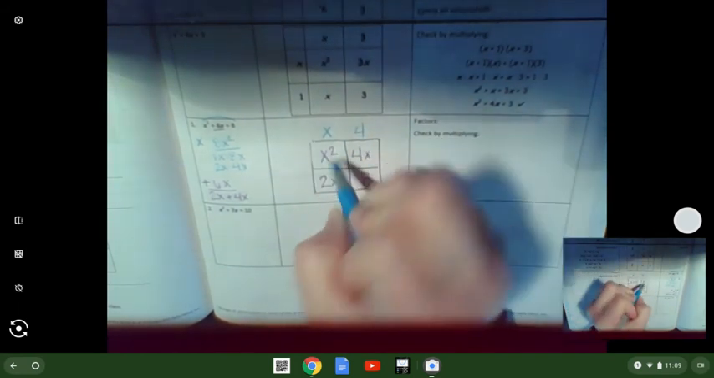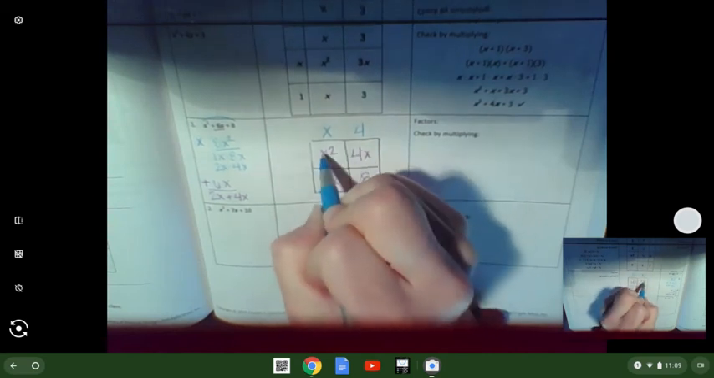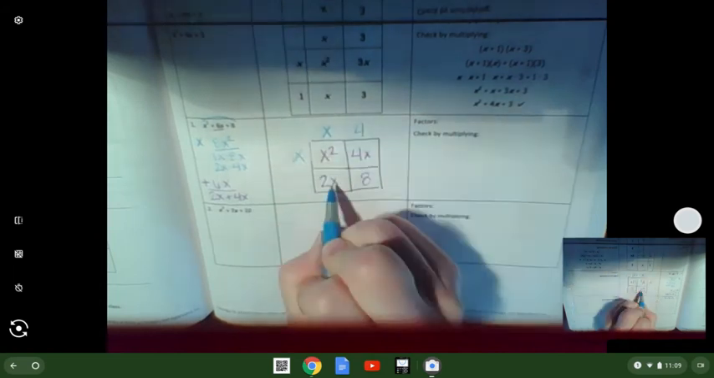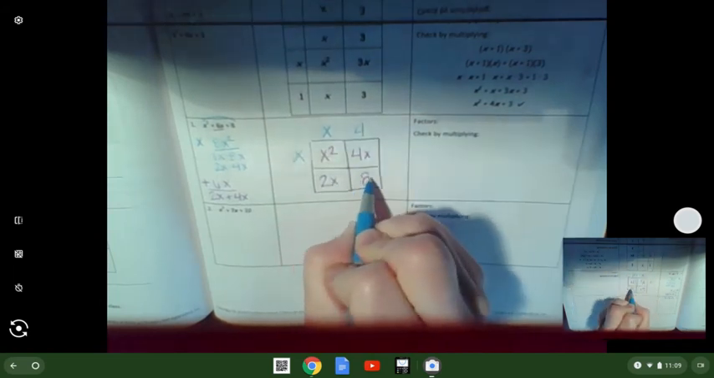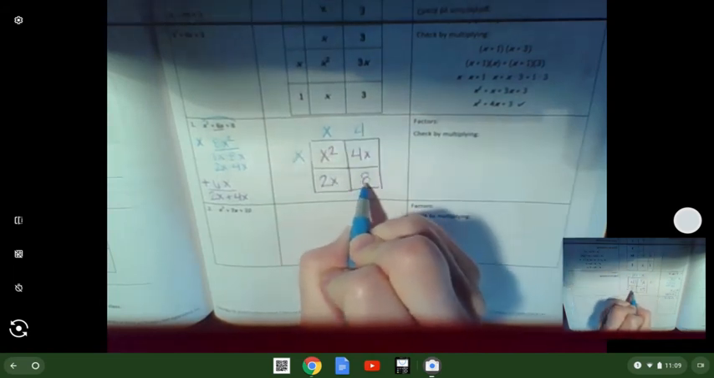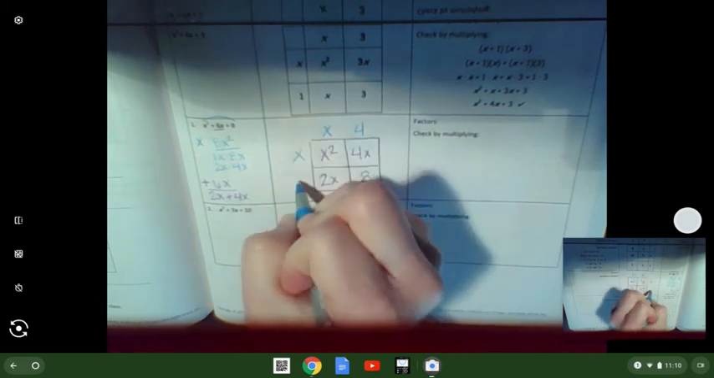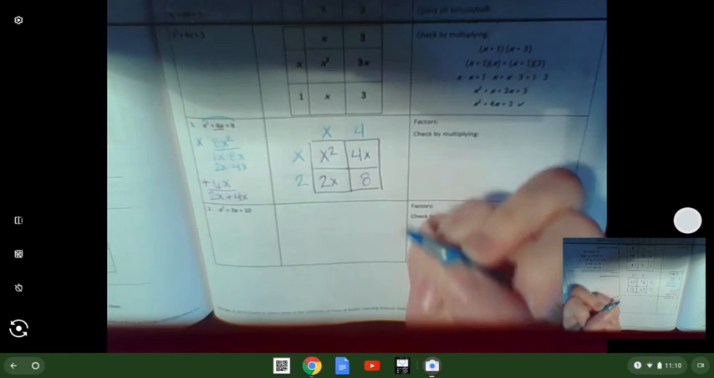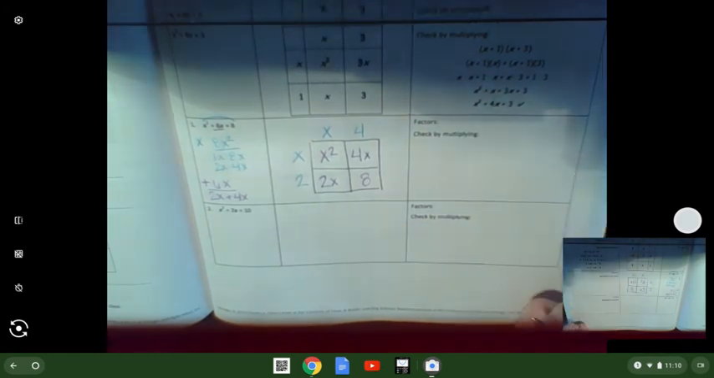Working on our rows, x squared and 4x have no number in common because there's nothing in front of x squared, but they have an x in common. And 2x and 8, notice 8 has no x, so I can't put an x, but 2 and 8 are both divisible by 2. These things on the outside are what we refer to as GCFs, greatest common factors.